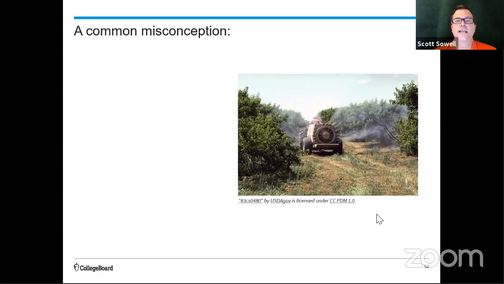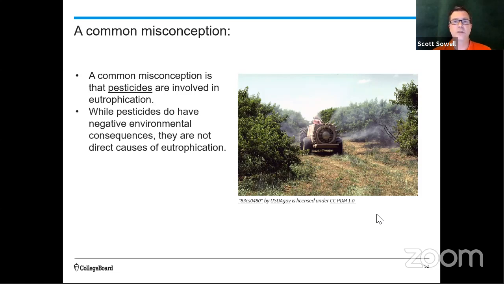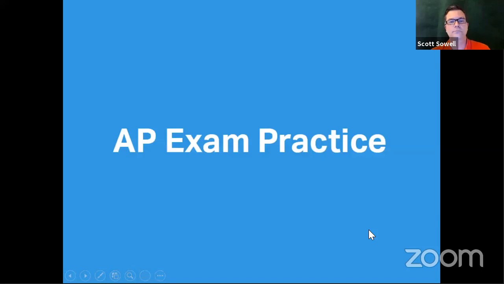I do want to pause for a second and talk about a very common misconception. I know my students stumble with this every once in a while, and that's the role of pesticides. Pesticides are not directly involved in eutrophication. They have their own environmental problems, but remember, eutrophication is about nutrient pollution. So it's going to be much more tied to fertilizer or wastewater, something that's going to input nutrients into the system. Pesticides are not going to do that.